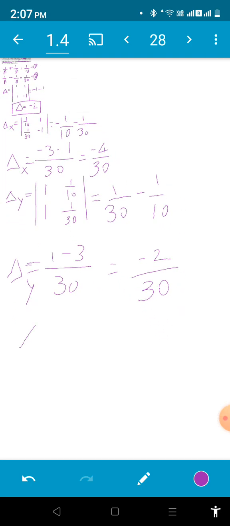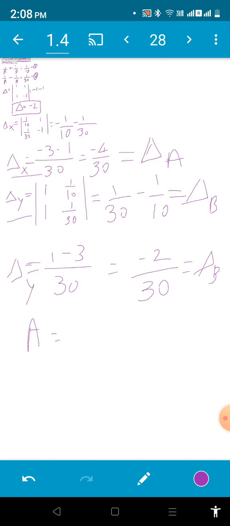From this we have to find the A value. I take delta x as delta A because the tank is filled by the A and B terms. Then similarly delta y is taken as delta B. We have to find the A value from delta A divided by delta.